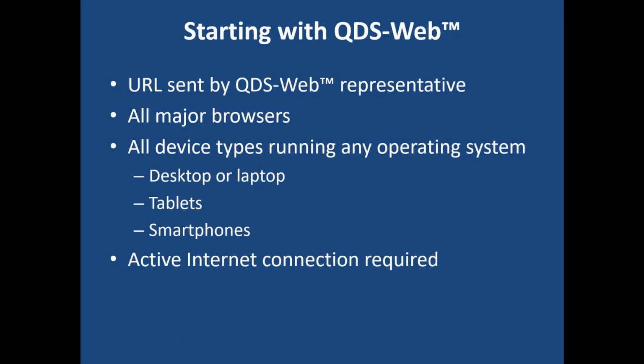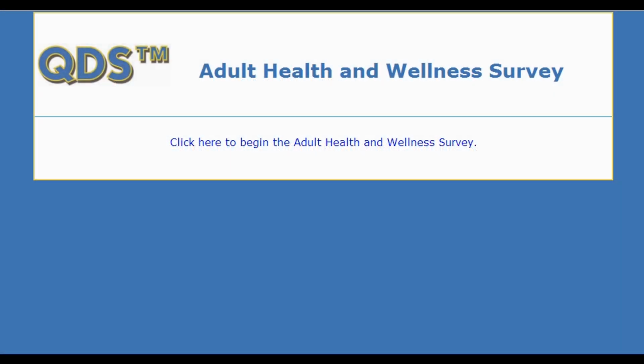To begin a web survey, you will enter the URL sent by your QDS-Web technical representative in the browser of your choice. QDS-Web surveys can run in any browser on a desktop, laptop, tablet-sized iPad or Android device, or smartphone. The user will need an active connection to the internet for the duration of the interview. Your web survey will open to the launch screen.